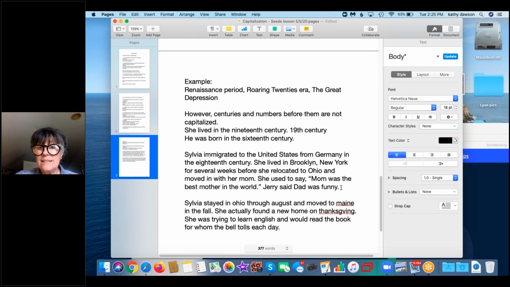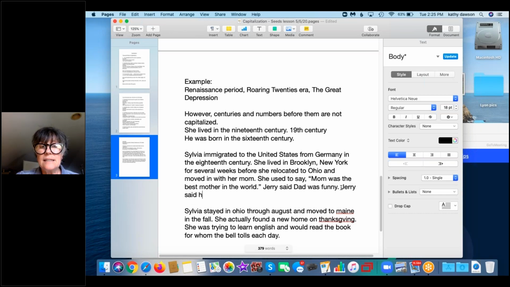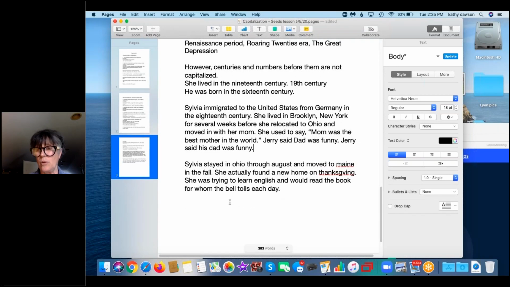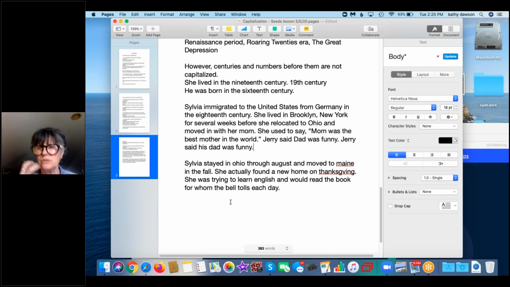Now, if I said Jerry said his dad was funny, would you capitalize that? No. He's referring to his dad. He's not referring directly to his own dad. This is a tricky one, I have to say. It's one a lot of people don't know, and it takes a while to really get it. Okay, let's do the last thing here. The last paragraph.